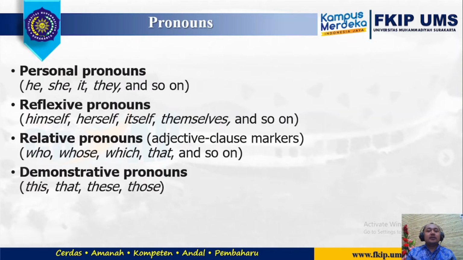Now, how about pronouns? Pronouns include personal pronouns like he, she, it, they, and so on, like what I told you before. There are also reflexive pronouns like himself, herself, itself, themselves, and so on. And then relative pronouns, adjective clause markers, a kind of conjunction like who, whose, which, that, and so on. And then demonstrative pronouns like this, that, these, those. That's what we call demonstrative pronouns.